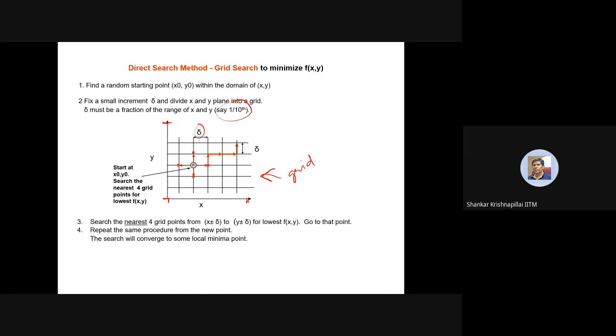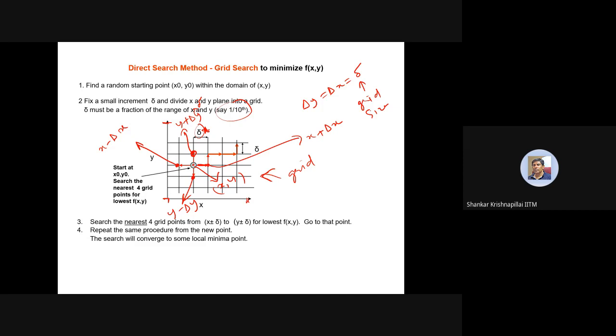Okay. So suppose this is x, y. Okay. So this point is x plus delta x. This point is x minus delta x. So this is actually delta x. So grid size is delta x. This point is y plus delta y. Okay. So delta y is equal to delta x equal to delta. And this is y minus delta y. Okay, delta y equal to delta x equal to delta. That is the grid size.